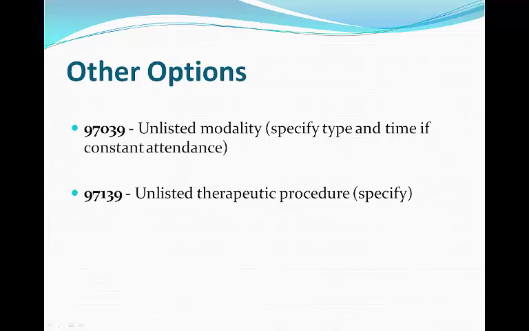You'd most likely type in low-level laser or cold laser in that red shaded area to define the service. The other option here is 97139, which is an unlisted therapeutic procedure. Again, another unlisted code, and you would treat that the same. You would code the 97139, and then in that red shaded area, go ahead and define low-level laser or cold laser.